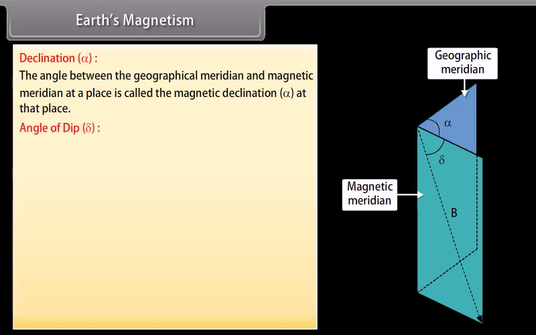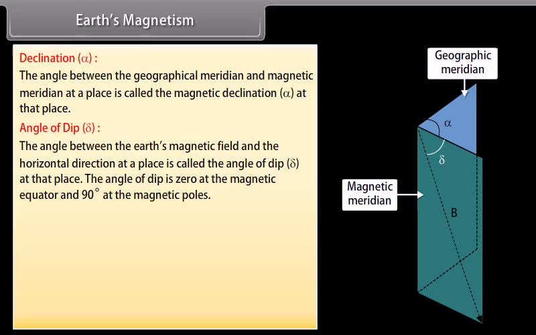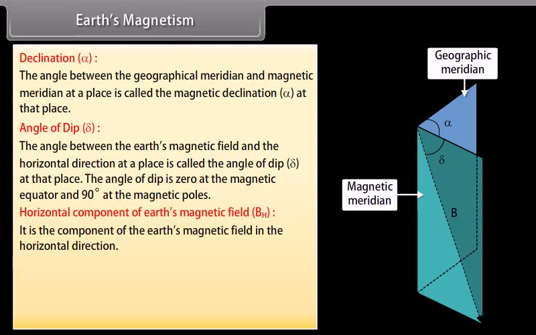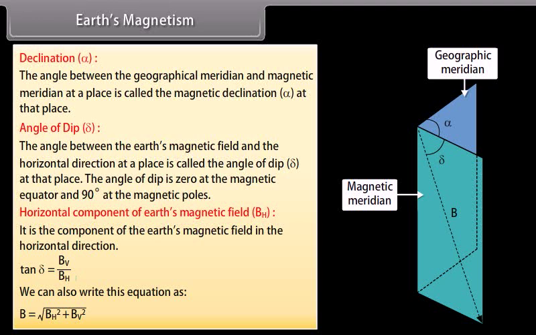Angle of dip, delta. The angle between the Earth's magnetic field and the horizontal direction at a place is called the angle of dip at that place. The angle of dip is 0 at the magnetic equator and 90 degrees at the magnetic poles. Horizontal component of Earth's magnetic field, BH. It is the component of the Earth's magnetic field in the horizontal direction. Tan delta is equal to BV divided by BH. We can also write this equation as B is equal to the square root of BH squared plus BV squared.